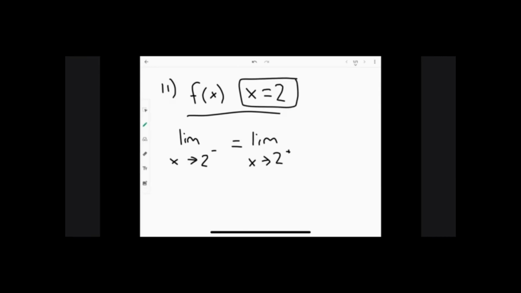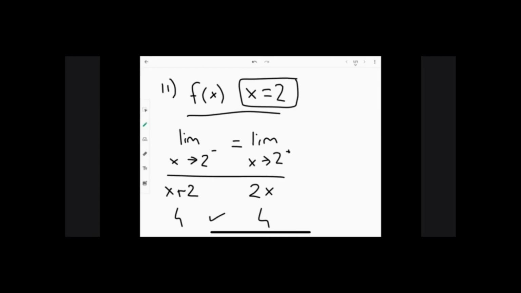When x goes to 2 minus, it's slightly less than 2, so we have to substitute it into the second part of the function, which is x plus 2. If we substitute 2 into that, we get 2 plus 2, which is equal to 4. When x goes to 2 plus, it's slightly greater than 2, so we have to substitute it into the third part of the function, which is 2x. And if we substitute 2 into that, we get 2 times 2, which is equal to 4.